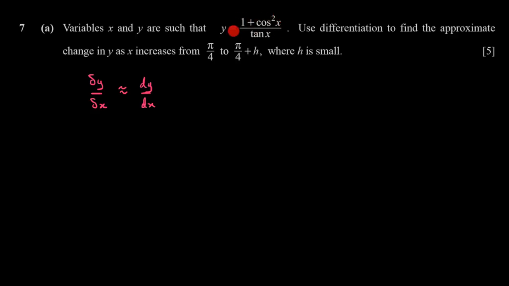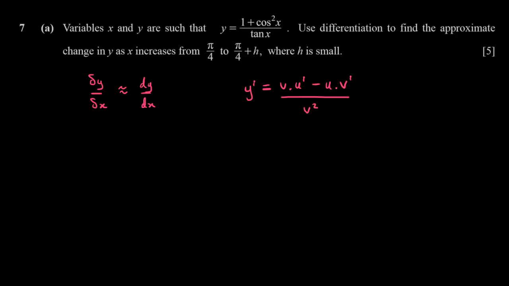Now this expression here is one function divided by another function, which means we need to use the quotient rule. The quotient rule, for those of you who may not remember, is y prime is equal to v times du dx minus u times dv dx, all over v squared. So that's what we've got to do.